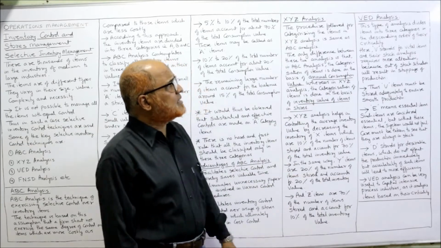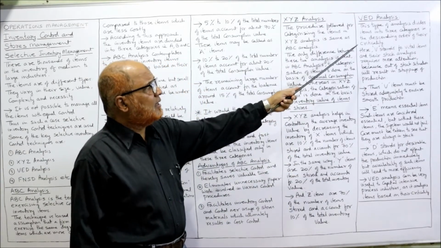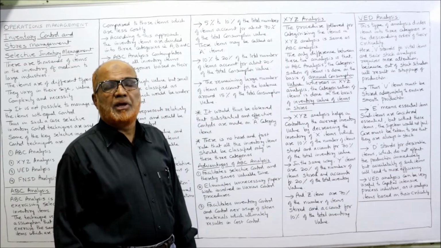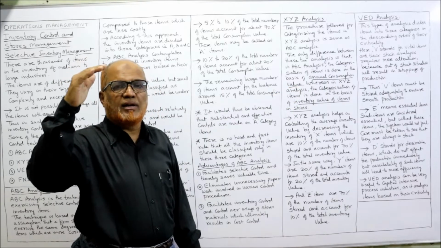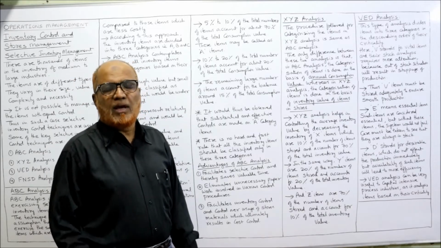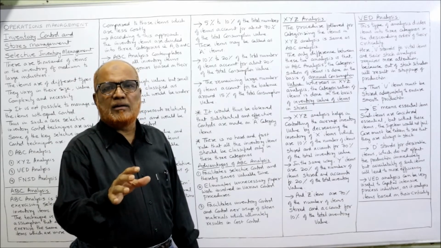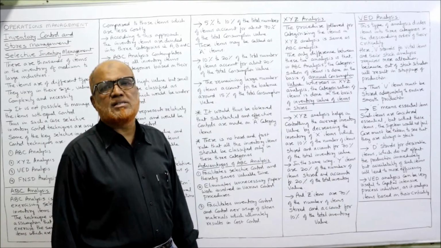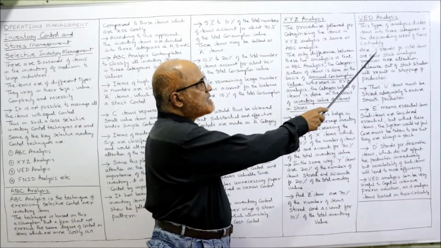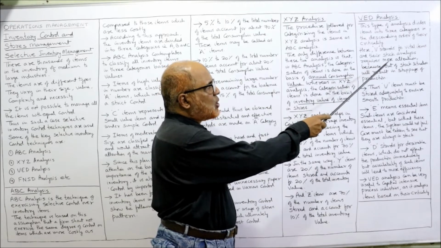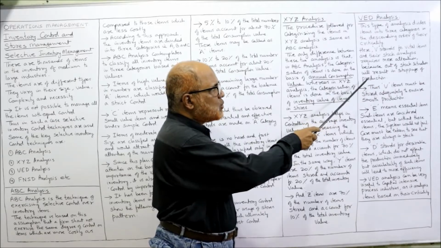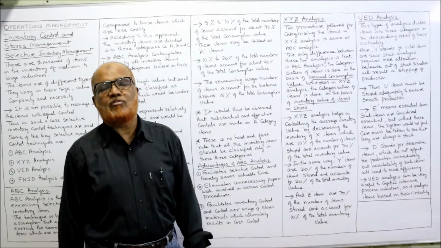So this type of analysis divides items into three categories in descending order according to their criticality. If it is very much critical, then it is vital. If it is a little bit critical, it is essential. If it is not so critical, it is desirable. So here V stands for vital items and their stock analysis requires more attention because an out of stock situation will result in stoppage of production.